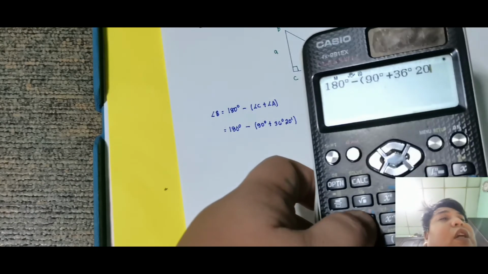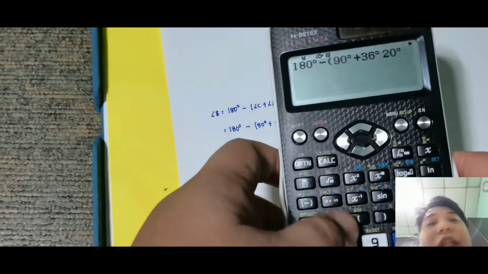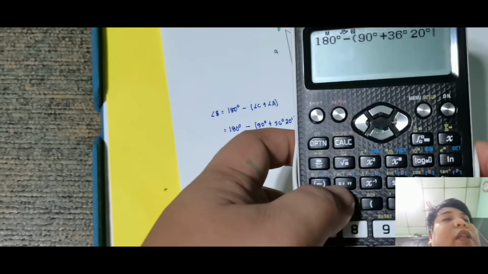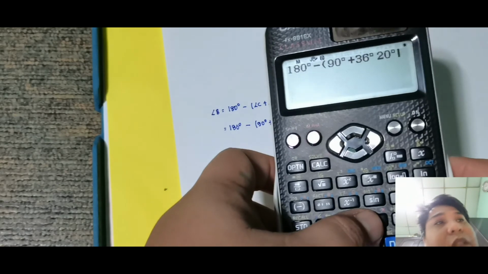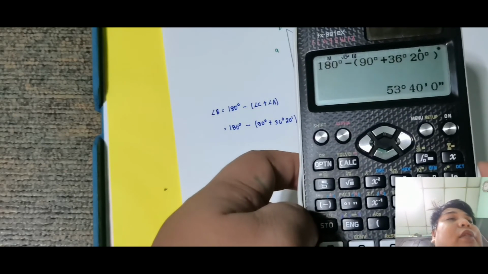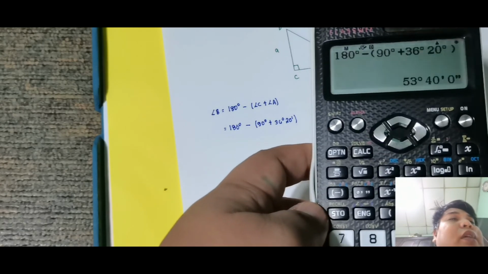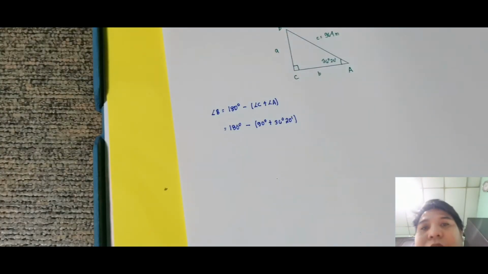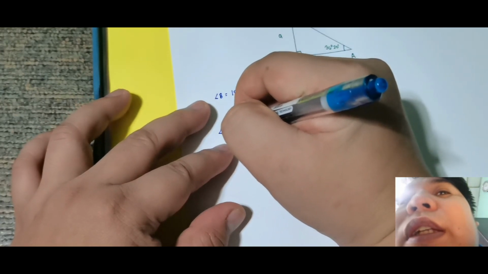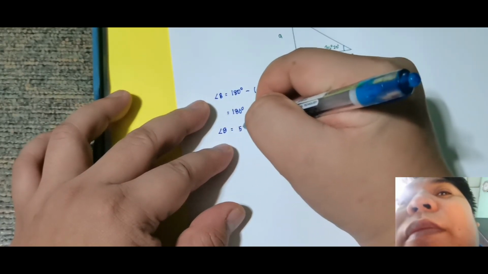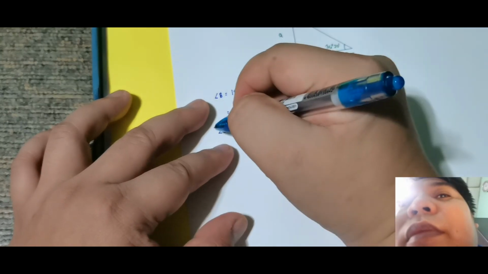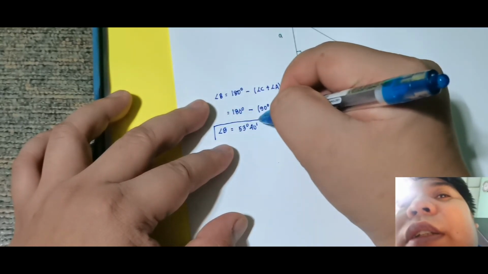So lagyan mo ulit to, click mo lang yan. Kahit naka-degree na okay lang yan, click mo lang ulit to. Yan o, yung parang degree, minute. Ibig sabihin ng pangalawang degree, naka-minute na yan. Then close parenthesis. Equal, that is 53 degrees, then 40 minutes. So that is angle B. Angle B is equal to 53 degrees 40 minutes. Ito yung measure ng angle B.